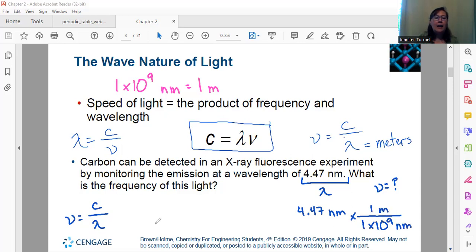Okay. And I'll go ahead and write the answer over here. And that will give us 4.47 times 10 to the -9th meters. And on the top is our 2.9979 times 10 to the 8th. And that's meters per second.